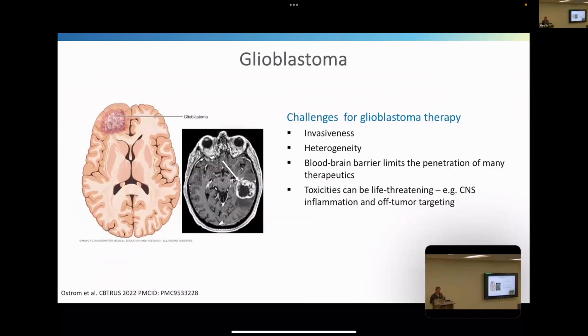The disease that we study is glioblastoma, which is a primary brain tumor. It has a particularly poor prognosis, for lots of reasons. It's highly invasive. The disease is very heterogeneous, but importantly, the blood-brain barrier limits penetration of therapeutics into the tissue. And many toxicities from the treatments can be life-threatening. Prognosis for glioblastoma hasn't changed in over 20 years, arguably. And so there's a real dire need for improved treatments for this particular disease.